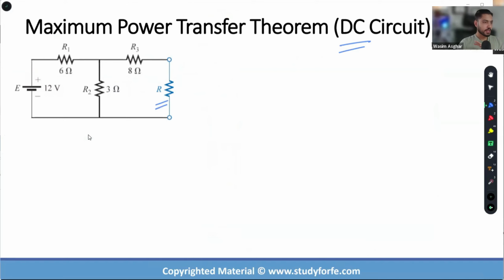Now, this is a DC circuit. How can I tell? Very simple. I have a DC source. I don't have a sinusoid over here. Okay. And this is the circuit arrangement.